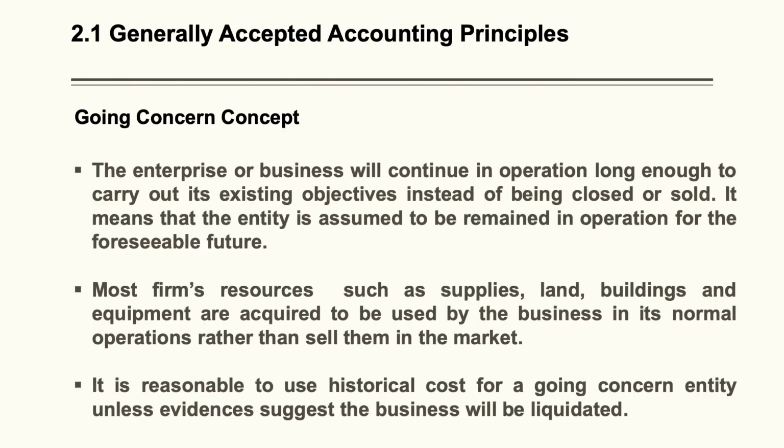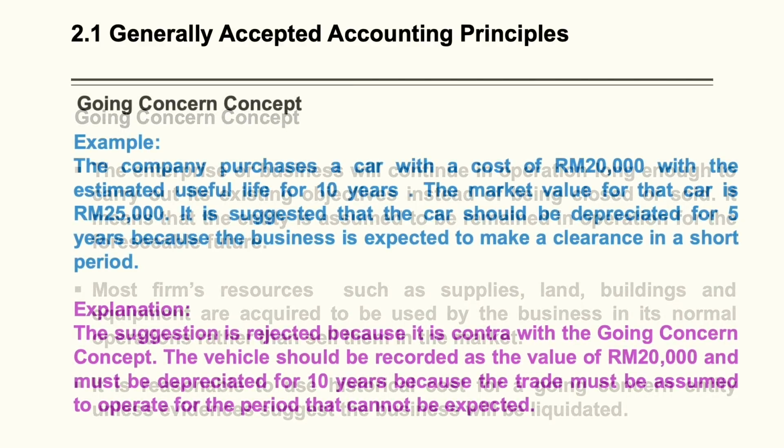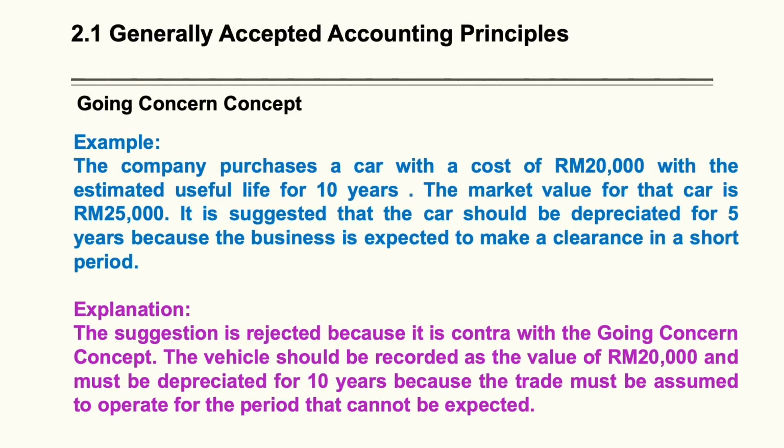We have another example. The company purchased a car with a cost of RM 20,000 with an estimated useful life of 10 years. The market value of the car is 25,000. It is suggested that the car should be depreciated over 5 years because the business is expected to make a clearance in a short period. Can we do that? Based on the going concern concept, this suggestion is rejected because it contradicts the going concern concept.